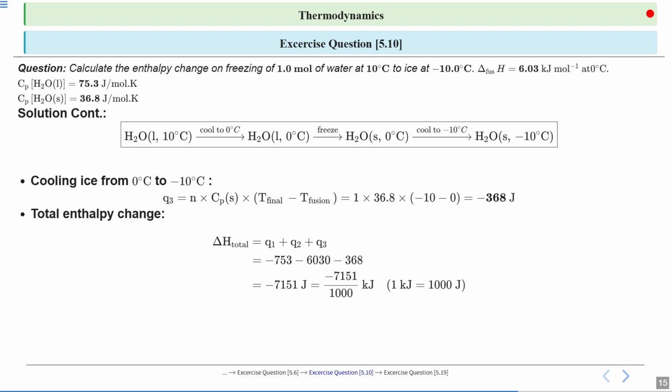Now, it would be appropriate to convert this joule into kilojoule. In most cases, in the textbooks also you will see it, and it's a standard one. For that, we are dividing it by 1000 because we have the conversion factor of 1 kilojoule equals 1000 joule.